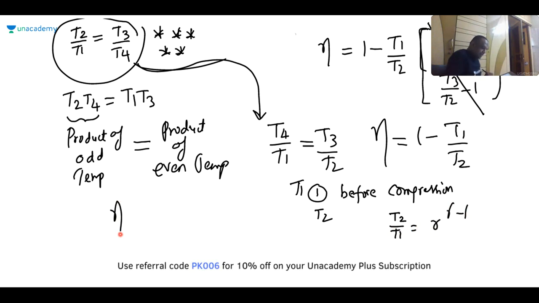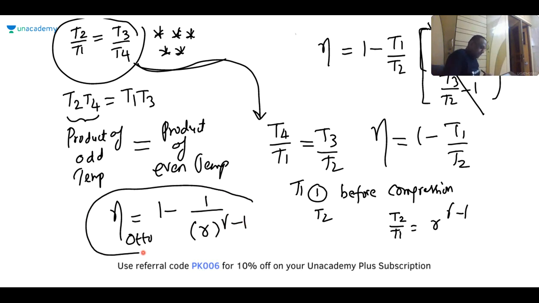So the efficiency of the Otto cycle is given by 1 minus T1 by T2. Invert this: T1 by T2 is 1 by R power gamma minus 1. A very, very important relationship.